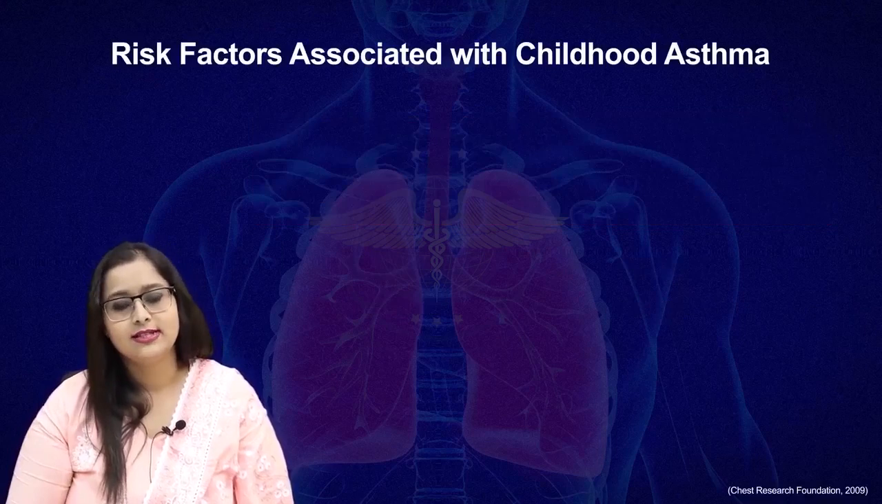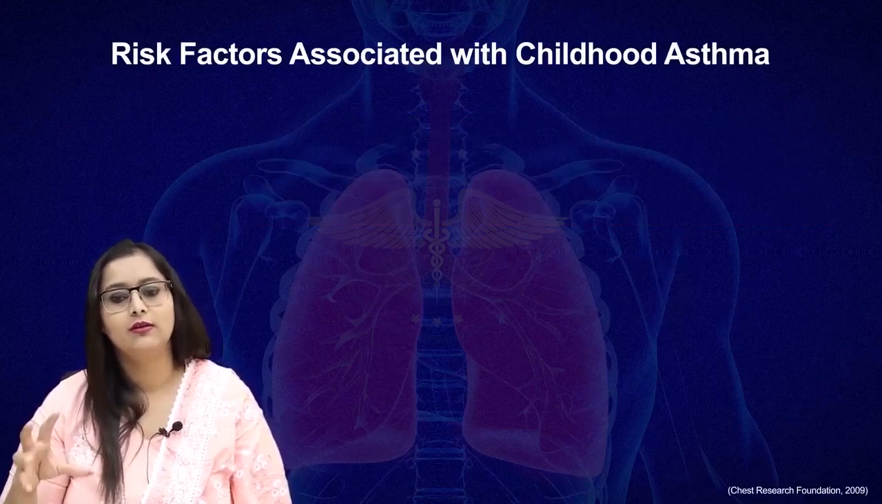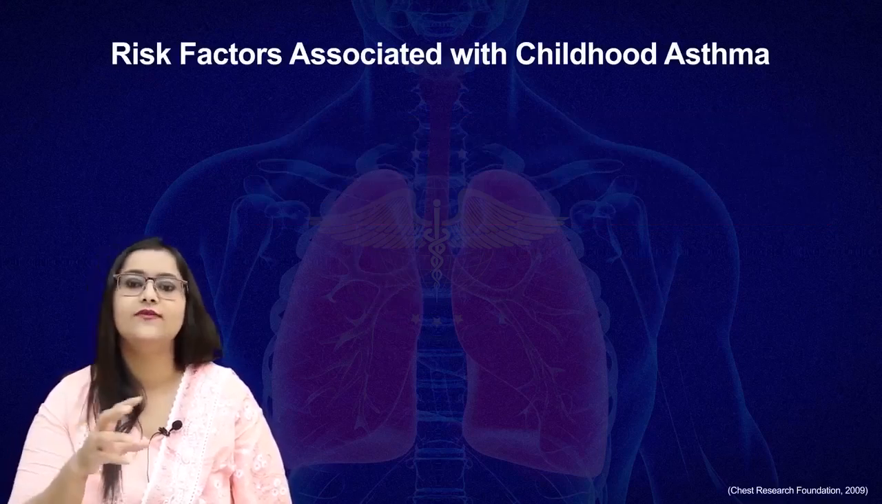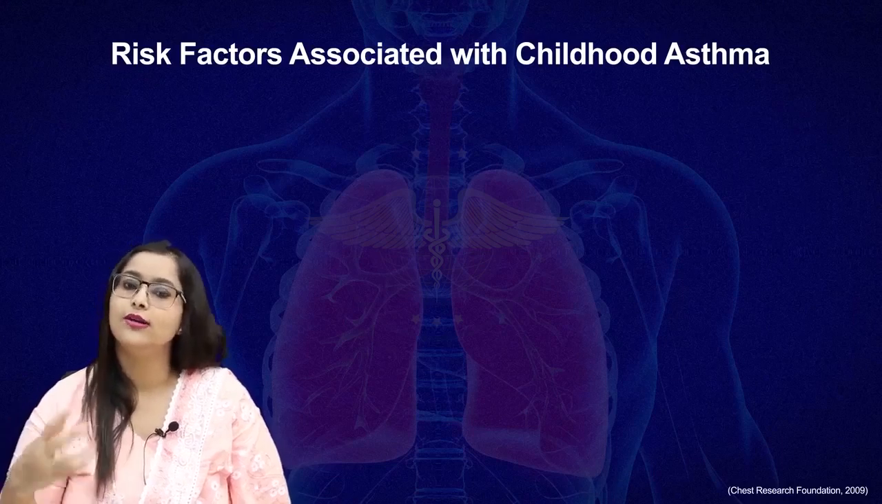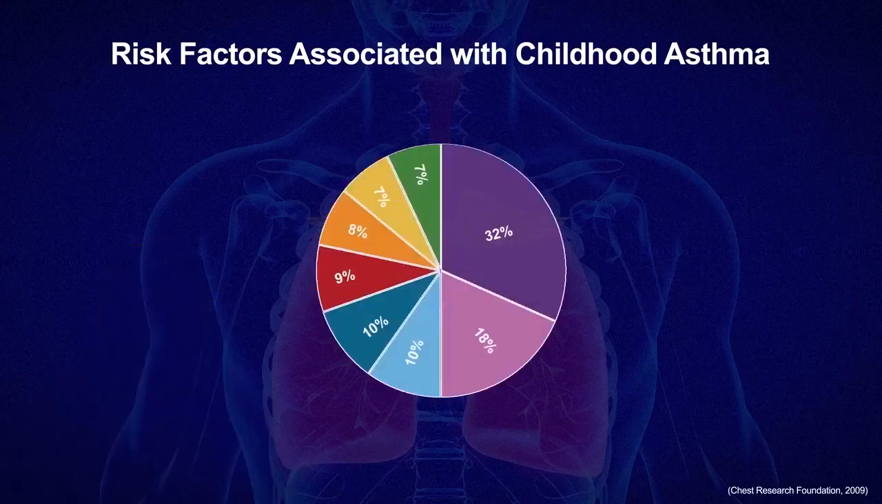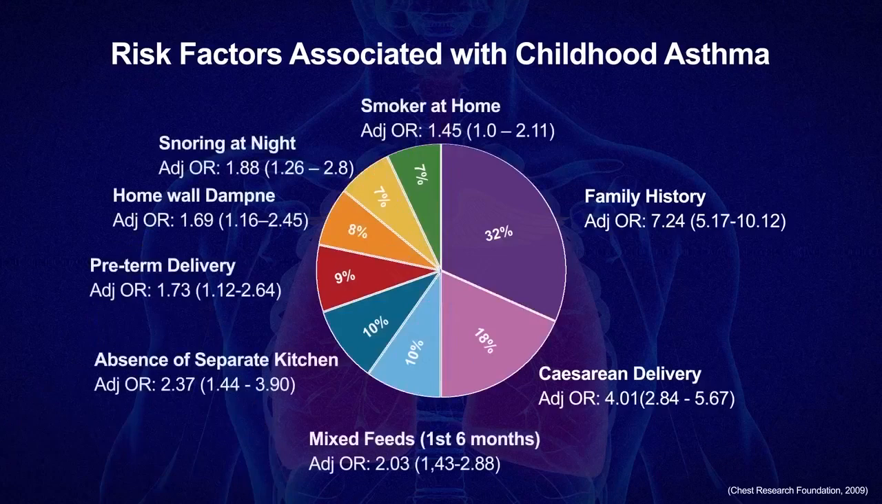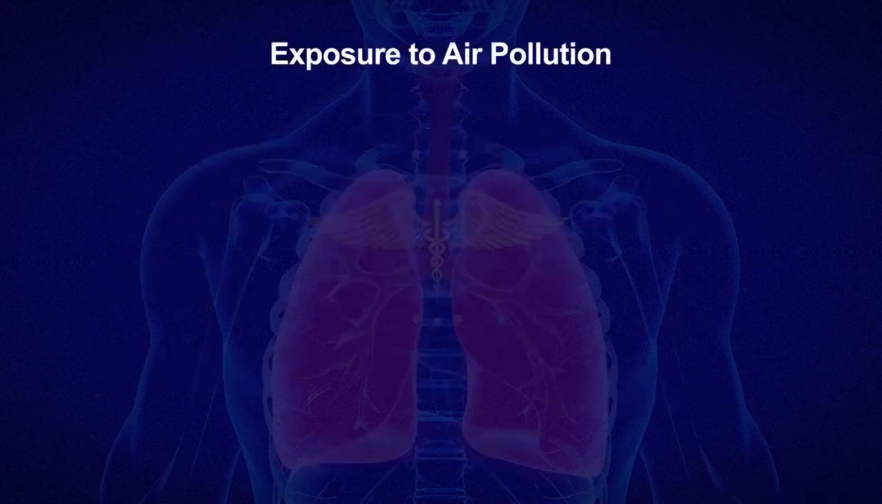This is a very interesting slide which tells us about the proportion of each of these factors contributing to a risk of asthma. And as you can see, family history and cesarean delivery form a very important and very strong risk factor for development of asthma in individuals. Family history, we've already spoken about, the genetics come into factor. Cesarean delivery, we're going to see in a lot more detail when I come to the subsequent slide.